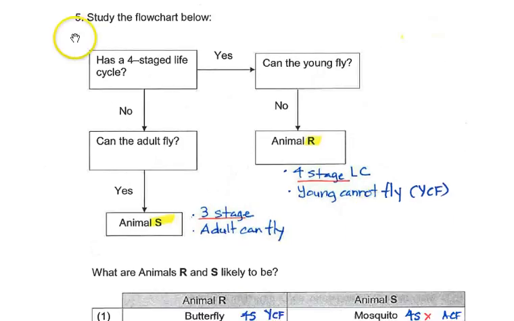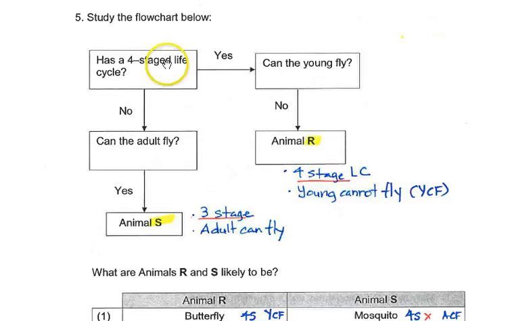Now take a look. Okay, has a 4-stage life cycle. Yes. Okay, can the young fly? Now look at this. It says yes. It means down all the way here. It has a 4-stage life cycle. Okay, animal R has a 4-stage life cycle. Okay, can the young fly? No, the young cannot fly. Animal R, young cannot fly.